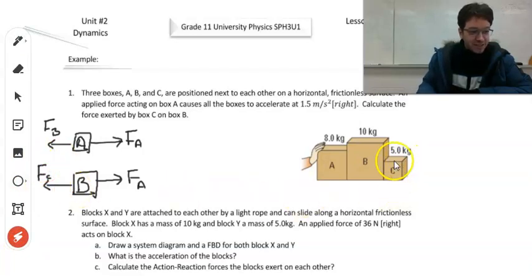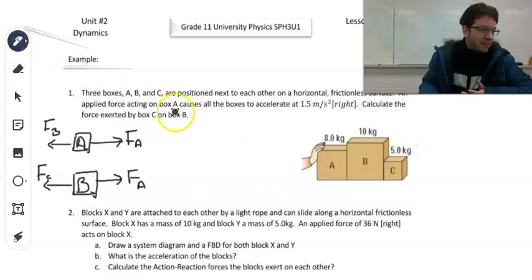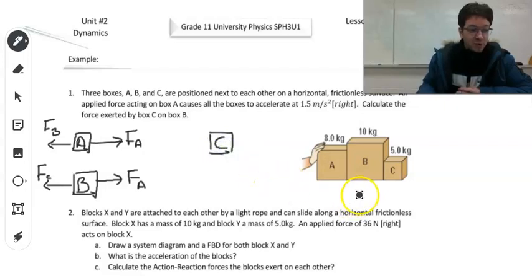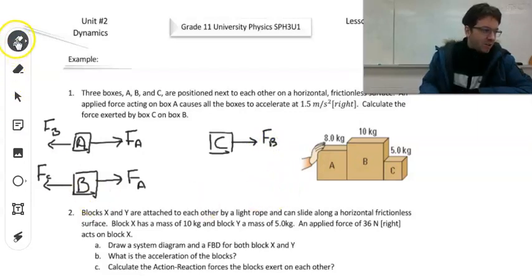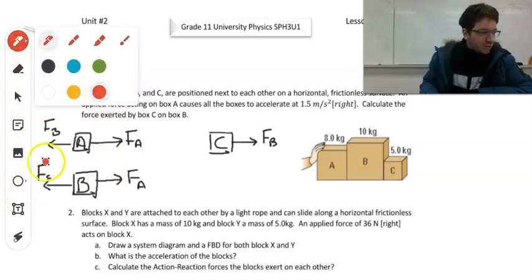But we're not finished, so let's look at box C as well, just so we understand everything in the problem here. So in box C, we only have one force. We're ignoring friction. We're getting to that tomorrow. And that force is going to be the force that B puts on C. Okay. So how do we actually solve for this then?